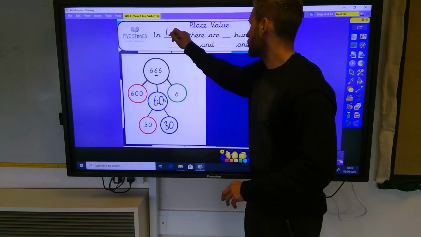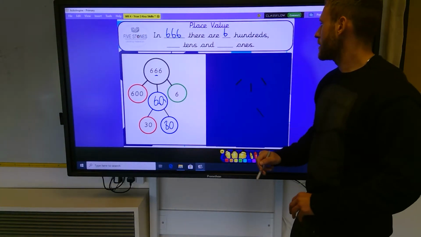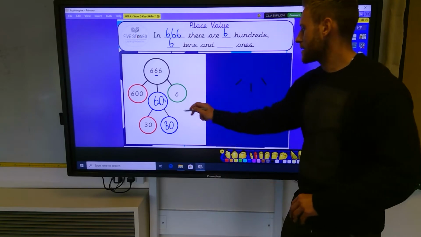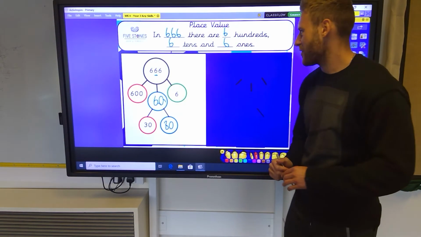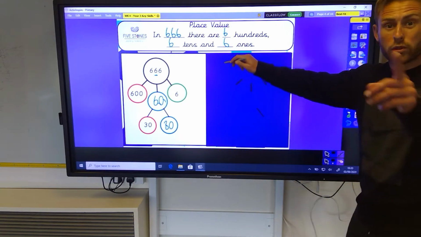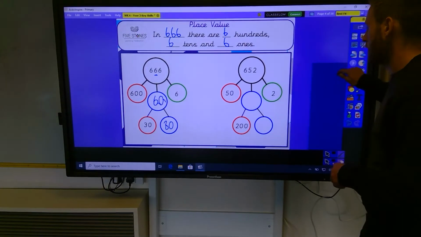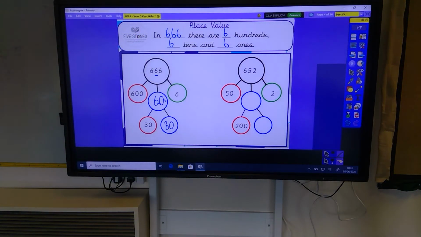So let me have a little look. In 666, there are 600s, there are 6 tens, and there are 6 ones. Great, very simple one to do there. I'm excited to see how you get on with the one for you. Have a little look, see if you can figure out the parts from using that whole.